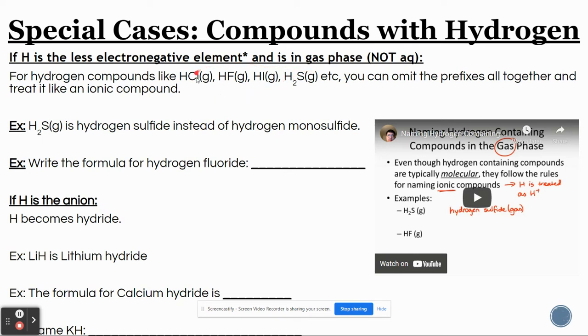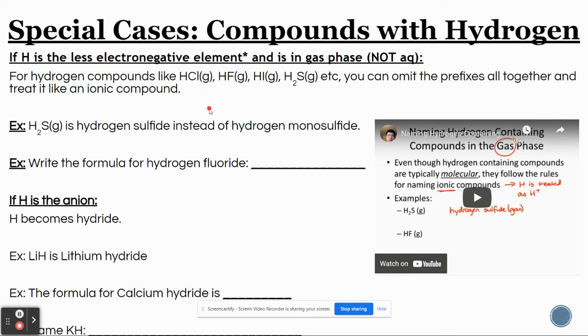The point I want to make as well is that there's no AQ there. So we're not dealing with the acid, we're dealing with the molecular version. We can treat these compounds as being molecular as opposed to being considered the acid. Because again, if it was considered the acid, we would name it as an acid and you'd have to see AQ there. But if you don't see AQ, it's the molecular version.